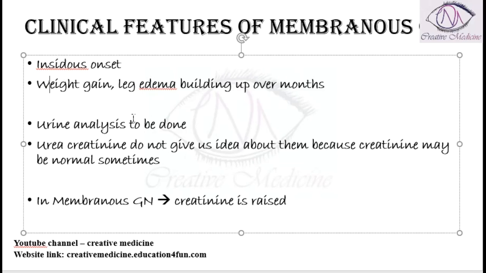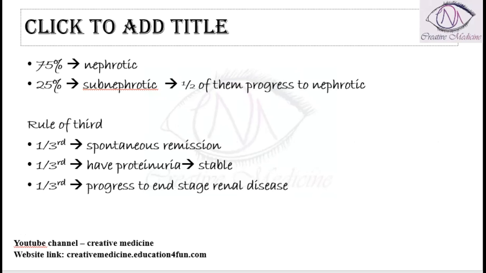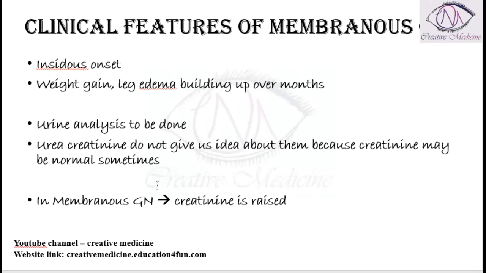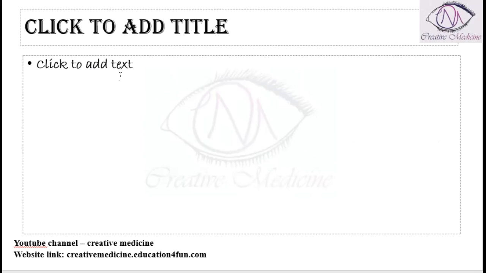Urine analysis can be done, and in the urine analysis, urine creatinine can be checked, but it does not give any idea about membranous glomerulonephritis, because in most of the cases urine creatinine is normal. In membranous glomerulonephritis, creatinine should be raised, but in most of the cases it is normal, so this does not give us any clue.